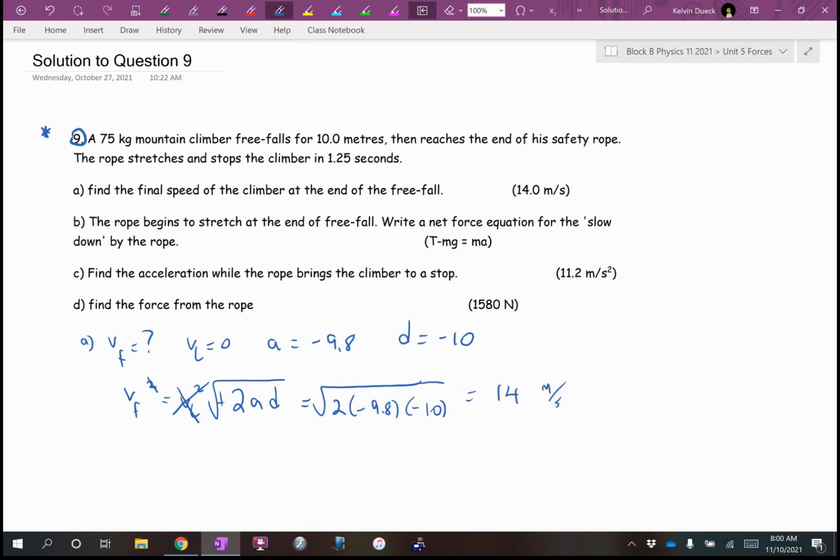Now, if they had said find the velocity, I would call that negative 14. They said find the speed, so that means they're only concerned with the magnitude, not the direction. So who cares?